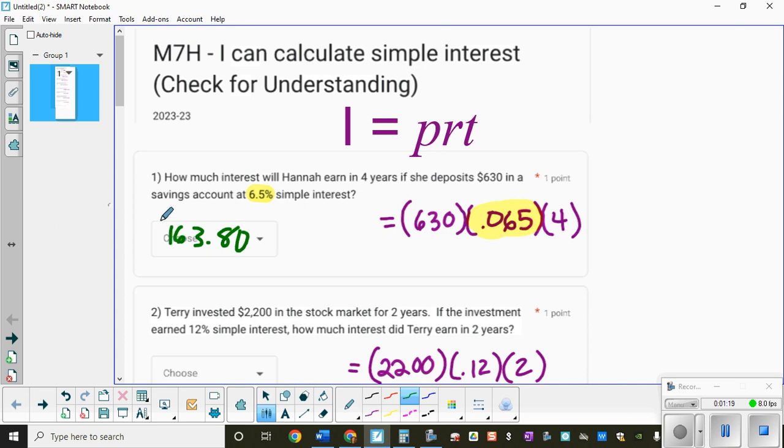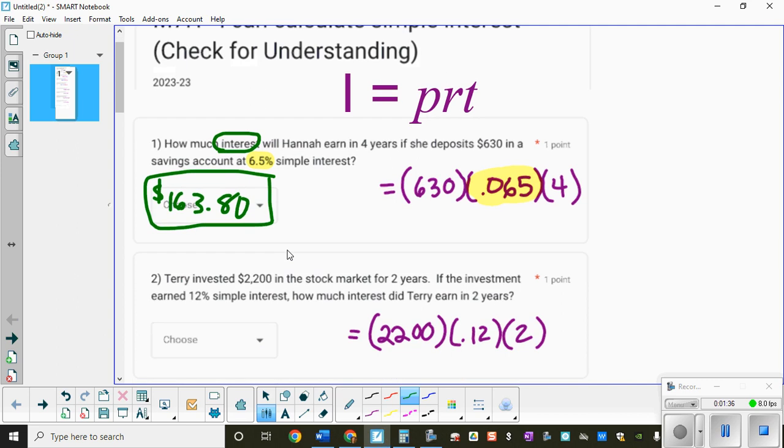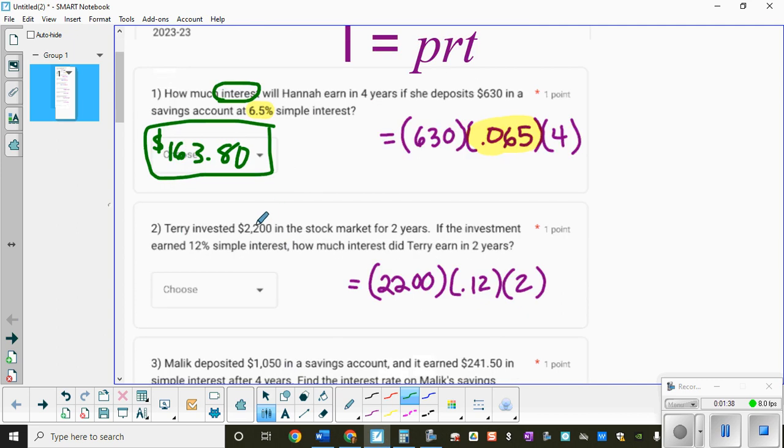Now we're done with that because it just asked how much interest would be earned. If it had asked us how much money Hannah has in her account at the end of those 4 years, then we'd need to go back and add this in. But since it just wants to know how much interest she will earn, we're going to stop, and that's the final answer. Okay? All right, for the next one, Terry invested $2,200 into the stock market for 2 years.